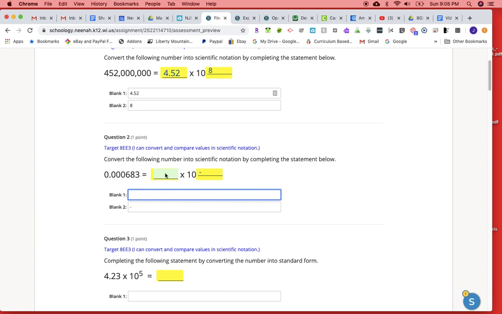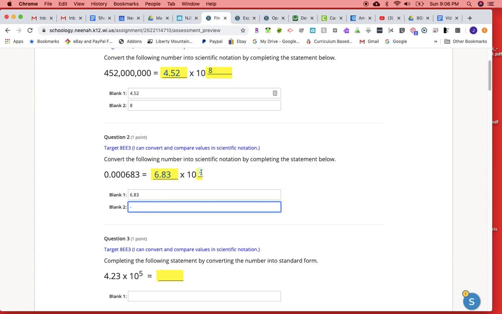First things first, I'm going to look at my coefficient. That means I need to move my decimal to between the 6 and the 8, because if I put it after the 8, it'd be 68. 68 is too big. Our coefficient can be only between 1 and 10. So it has to be between the 6 and the 8. So I'm going to put my number 6.83. I'm going to drop all the zeros in front of it.